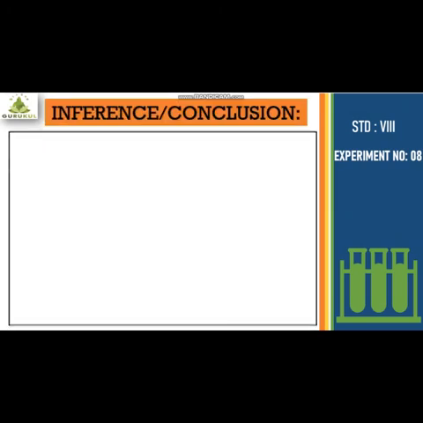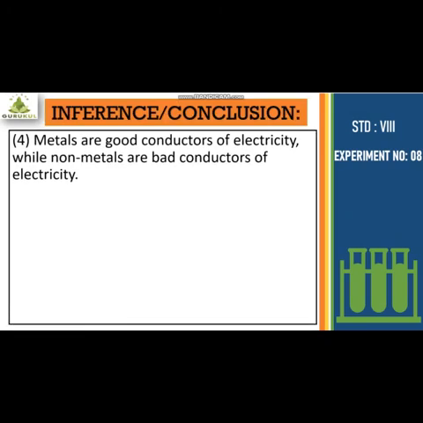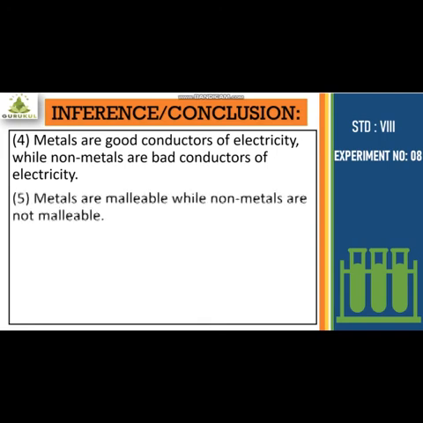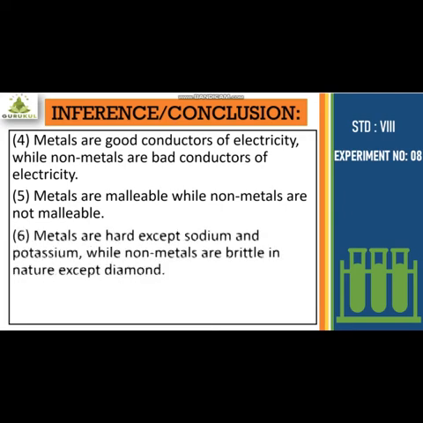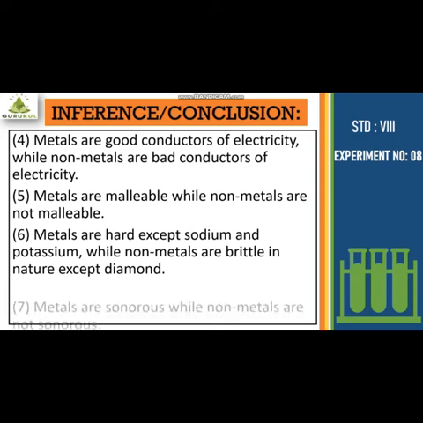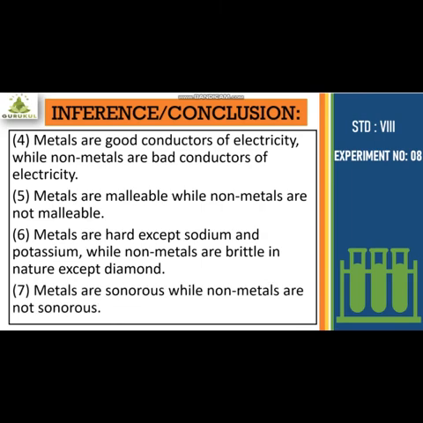Next, point number 4. Metals are good conductors of electricity, while non-metals are bad conductors of electricity. Metals are malleable, while non-metals are not malleable. Metals are hard except sodium and potassium, which can be easily cut with a knife. While non-metals are brittle in nature, except diamond, which is really hard. So there are certain exceptions also that we have studied in the chapter.